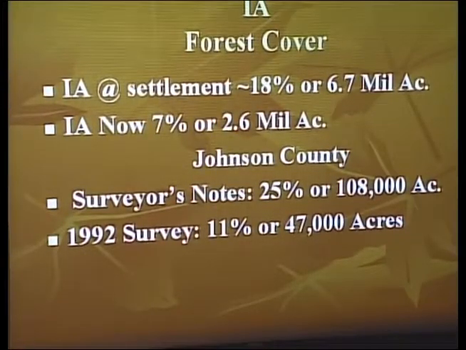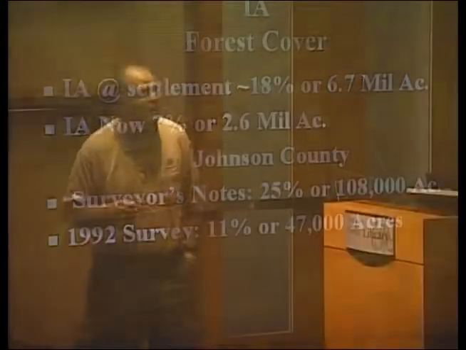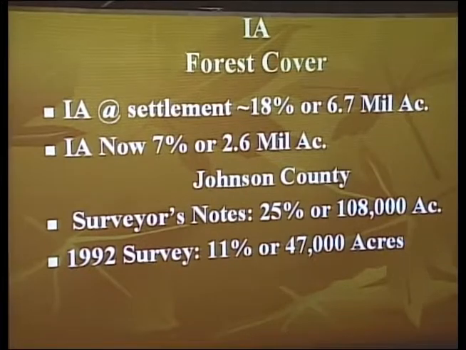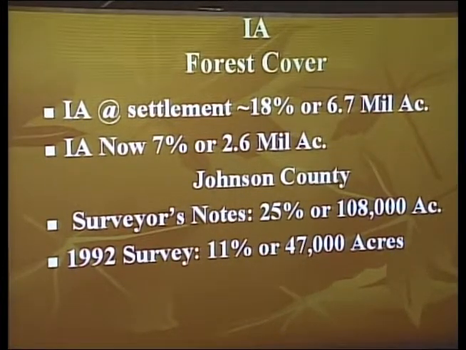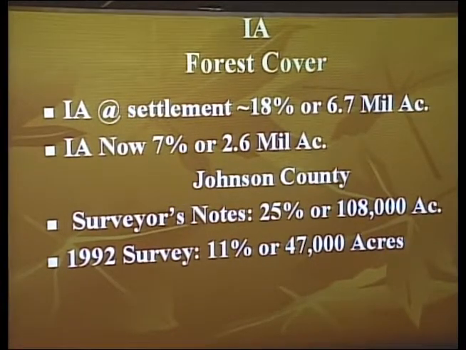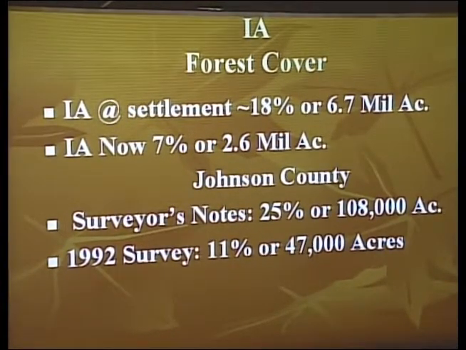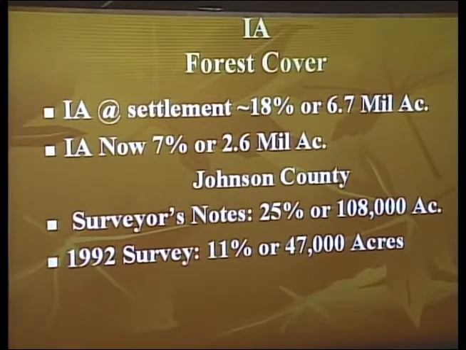But just to think a little bit about history, at settlement we think we had about 18% of the state covered with forests. That's about 6.5 million acres. We think this was a prairie state, but we know one of the reasons why it was a prairie state is because there was fire. And if you eliminate fire, guess what comes? Forest. So around the streams and the rivers, we had a lot of forest cover.